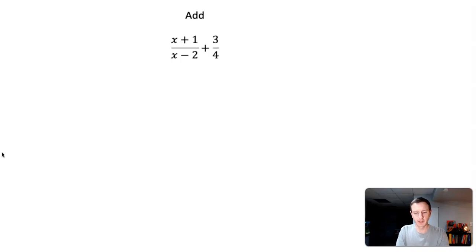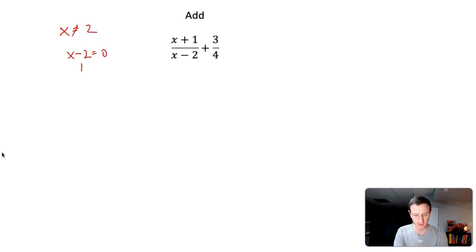Today we're going to be looking at an addition problem of (x plus 1) over (x minus 2) plus 3/4. So we have an interesting scenario here where we have this expression with variables and then we just have adding on 3/4. So here's what we want to do. First of all, we want to identify what values cannot be x, because we never want to zero out a denominator. So x cannot equal 2 because of this x minus 2 right there.